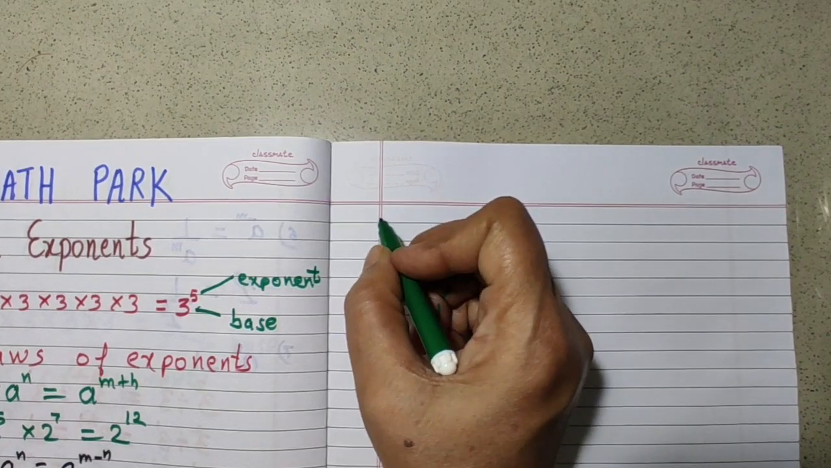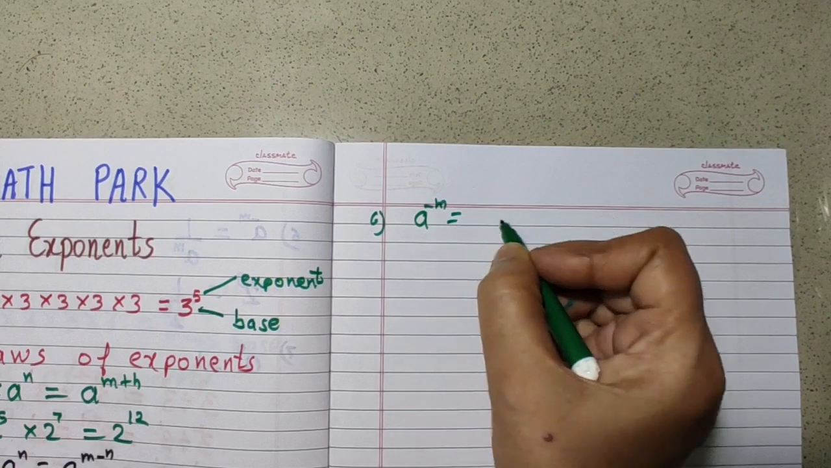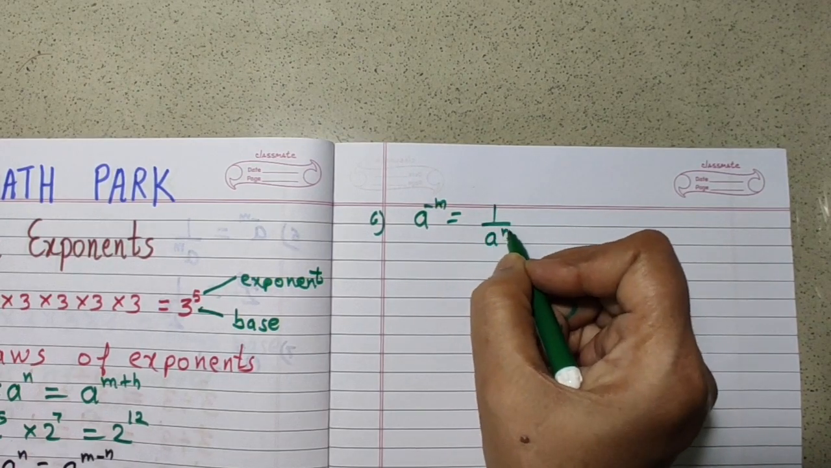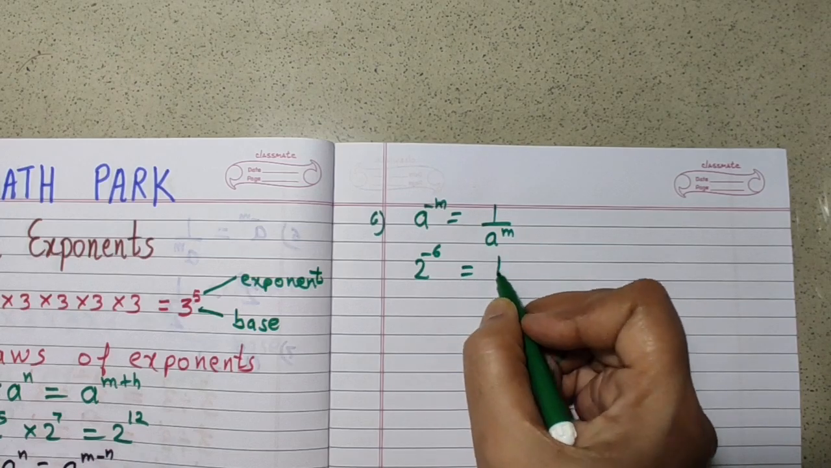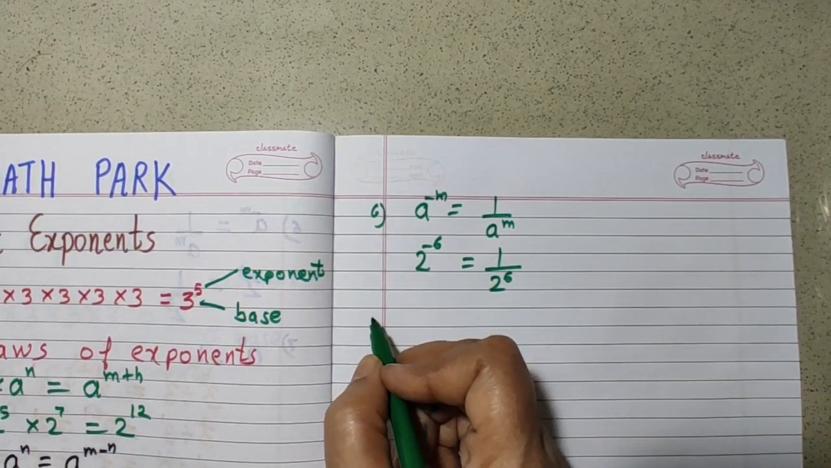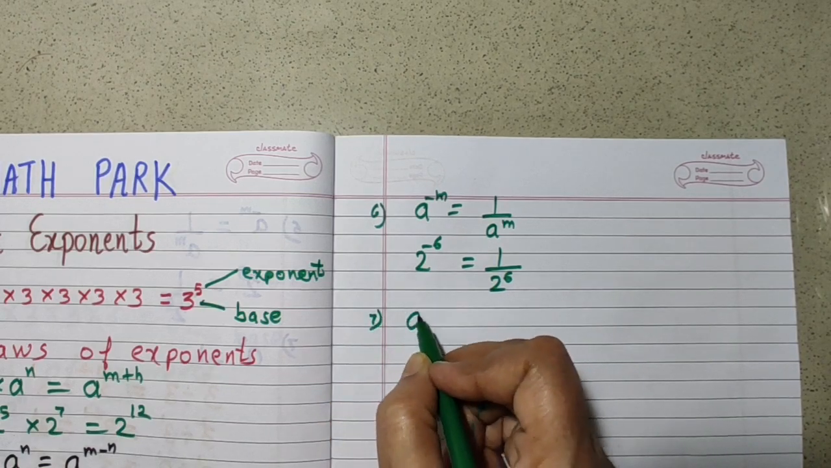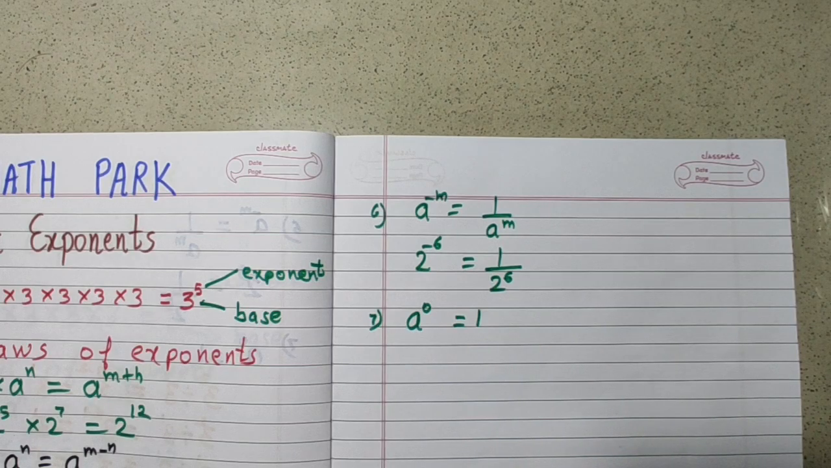Negative power. Say a raised to minus m is equal to 1 upon a raised to m. 2 raised to minus 6 is equal to 1 upon 2 raised to 6. Next law, a raised to 0 is equal to 1. Anything raised to 0 is equal to 1.